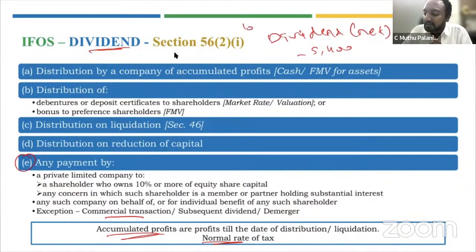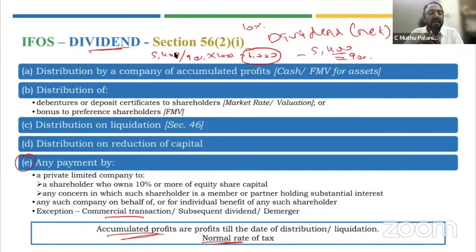For dividend, the TDS rate is 10%, which means this 5,400 is 90%. 5,400 is equal to 90%. So I identify what it is for 100%. How do I do cross multiplication? 5,400 divided by 90% into 100% will be 6,000. So my actual dividend is 6,000. Though the question talks about 5,400, the dividend I'll be taking for the purpose of computing income will be 6,000. In TDS, I will consider that 600. So this is the importance of net.